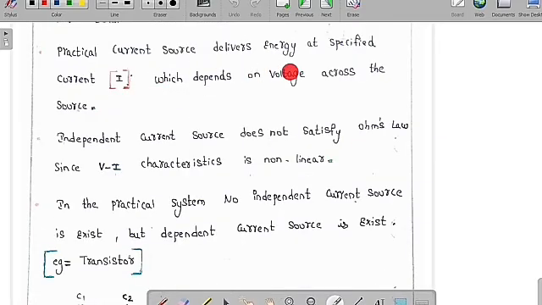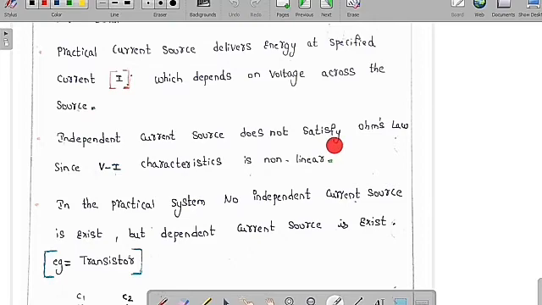A practical current source delivers energy at a specified current I, which depends on the voltage across the source. So we can say clearly that for a practical current source, there will be a high amount of resistance across it. Internal resistance is not 0. So now the current absorbed by the load is going to depend upon the voltage. That is the meaning of the practical current source.